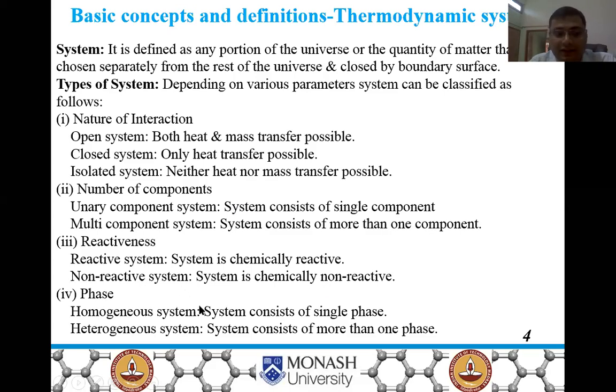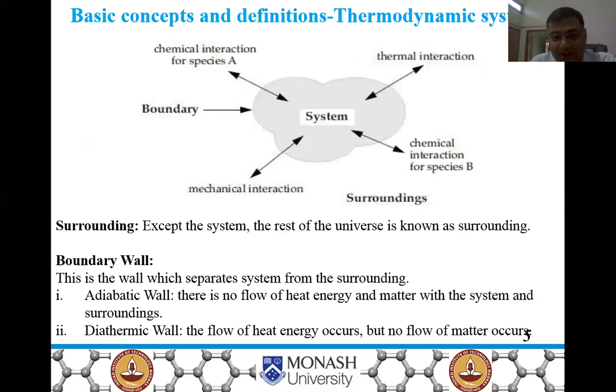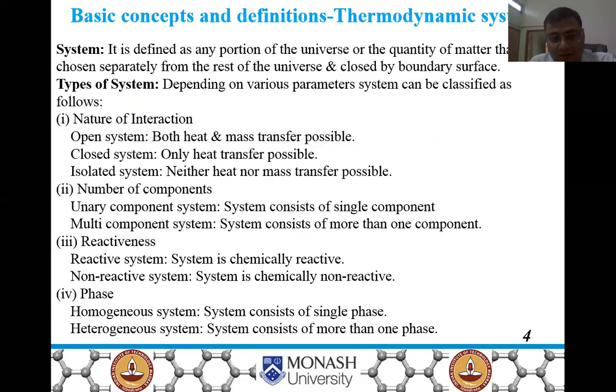Now we can also define systems based on the phases present. We can call it a homogeneous system if there is only a single phase present in the system. And if there are multiple phases present in the system, then it is called a heterogeneous system.